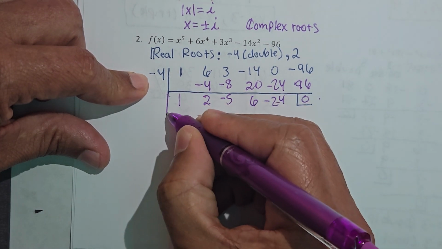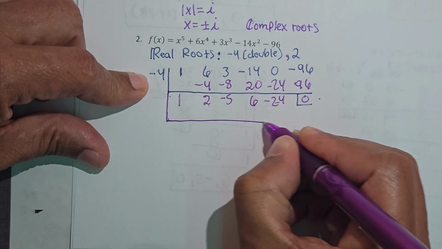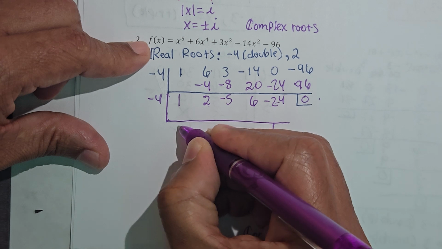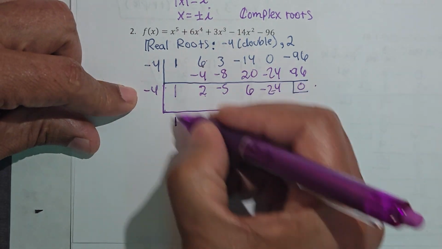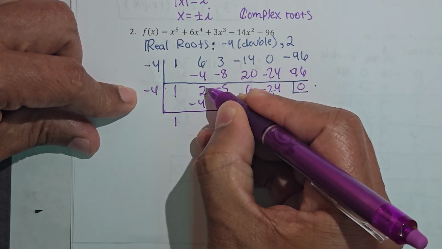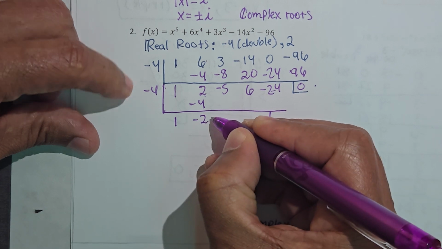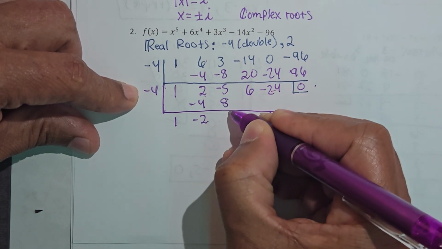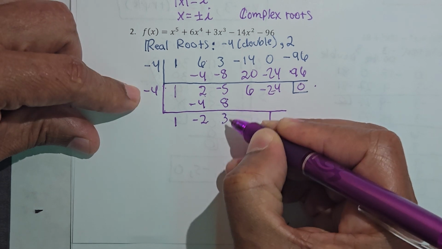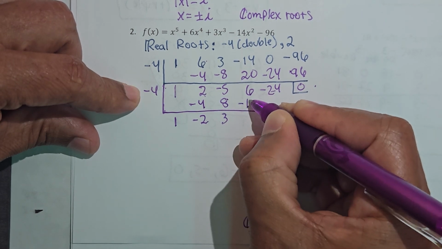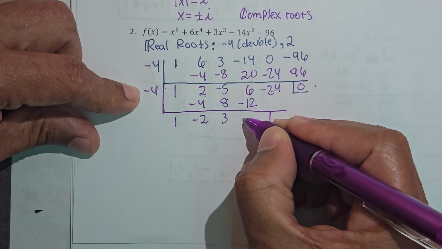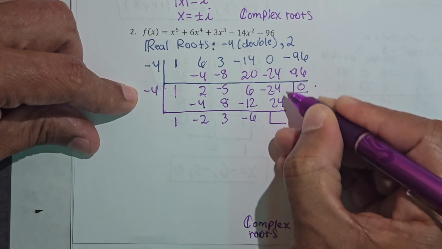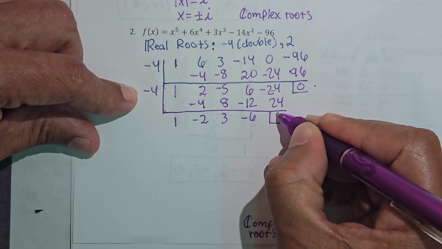Okay, so again, we get to use -4 one more time because it's a double solution. So -4 and then drop the 1, start multiplying. -4 times 1, -4. 2 minus 4, that's a -2. -4 times -2, that's a +8. -5 and 8 combined to 3. -4 times 3, that's a -12. 6 minus 12, that's a -6. -4 times -6, that's +24. -24 and 24 combined to 0.